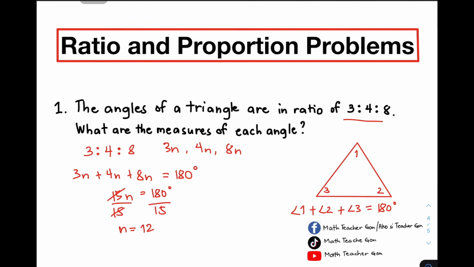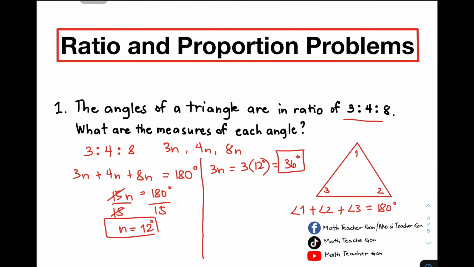So, ngayon, ang isipan natin dito guys, yung 12 ba yung sagot natin? 12 degrees ba yung magiging sagot natin? Hindi. Remember, na yung angles natin is represented by 3n, 4n, and 8n. Kasi ang tanong sa atin dito, what are the measures of each angle? So yung 3n natin, to get the value or the measurement of the angle represented by 3n, what you need to do is to multiply 3 by the value of n, which is 12. And that will give you the answer of 36 degrees. Ito yung measurement ng first angle natin.